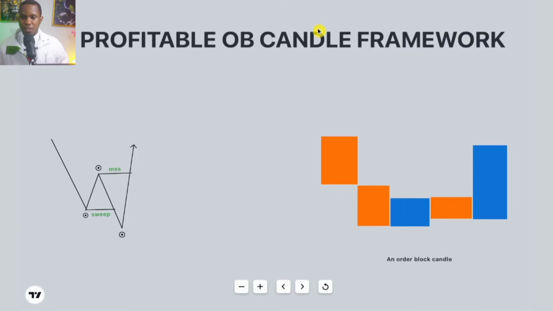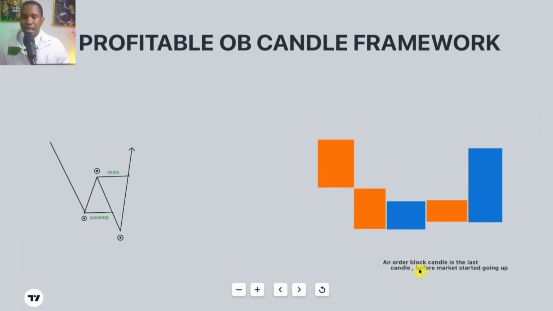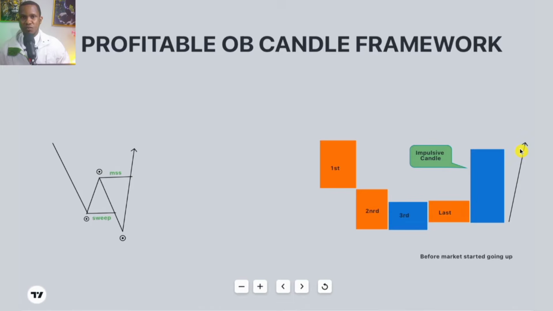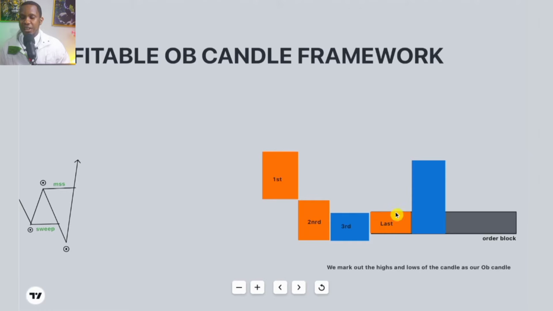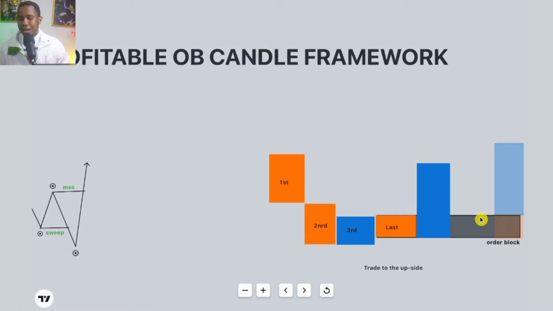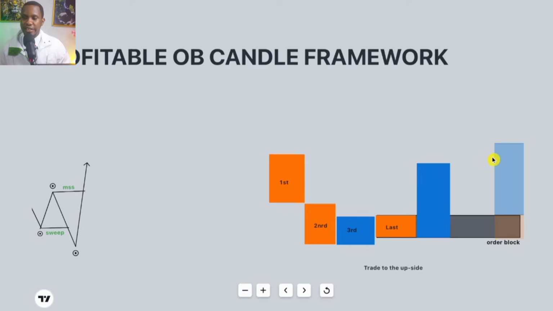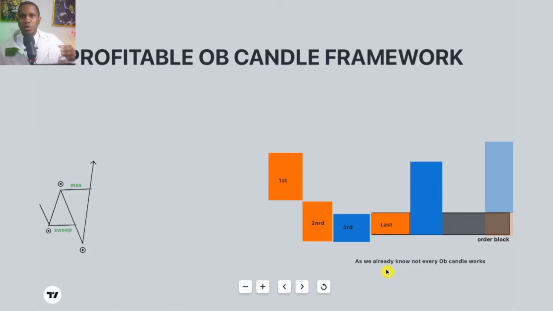Let's look at our profitable order block framework. An order block candle is the last candle before the market started going up. So this is our first candle, this is our second candle, this is our third candle, and this is our last candle before we made this impulsive move. And we mark out the highs and lows of the order block candle as our order block. We will make our entry above the order block, stop loss below it, and we target the next draw on liquidity, guys.